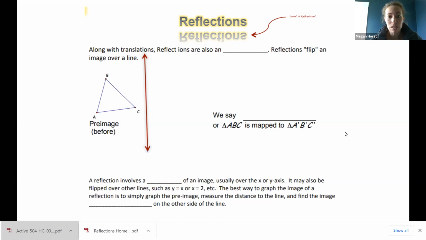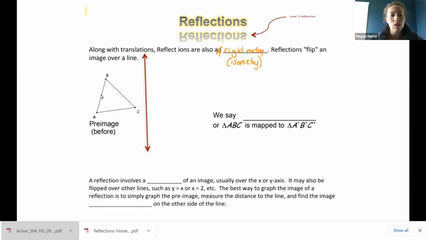So along with translations, reflections are also a rigid motion. Remember, we talked about a rigid motion means that we're performing some type of transformation, but that the object is staying the exact same size. Another word for this is an isometry. Depending on the textbook, they're either going to use rigid motion or isometry. We're going to use rigid motion because that's what the MCAS uses. So I want to make sure we're using the same type of vocabulary that you'll see on the MCAS in May. And reflections are simply going to flip an image over a line.